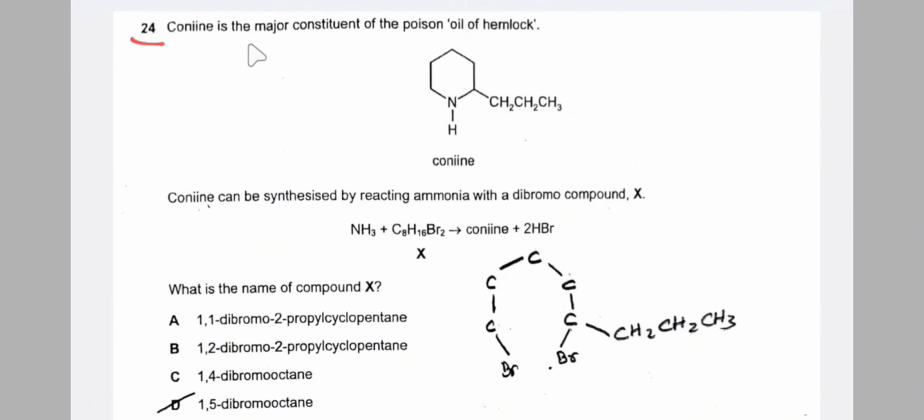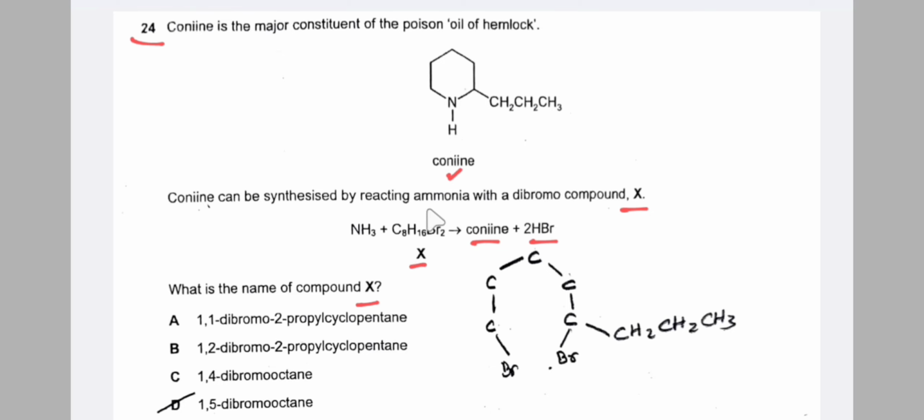In question number 24, choline is a major constituent of the poison of oil of hemlock. Choline can be synthesized by reacting ammonia with the dibromo compound X. So ammonia reacts with the dibromo compound X to form choline and HBr. What is the name of compound X? To find the name of compound X, we are given the name of choline, and we know the structure of choline, but what is X?